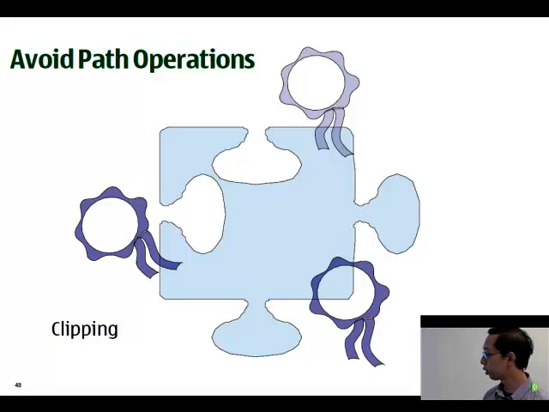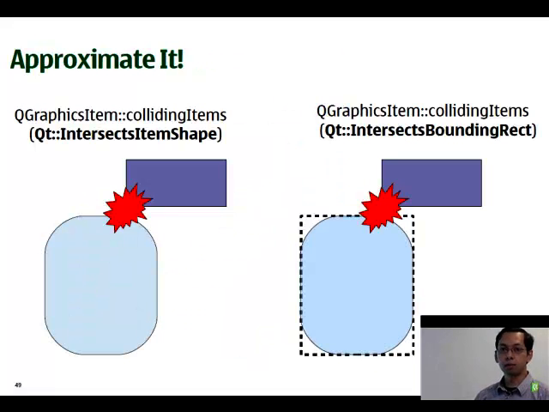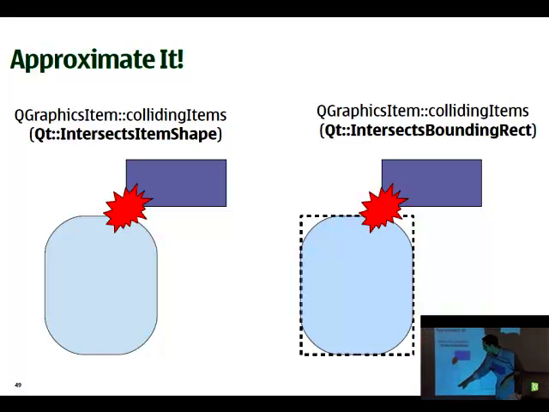There are some tricks, for example. If you want to do collision detection, in most cases it's possible to do it with some approximation. For example, I have a rounded rectangle here, and I want to detect whether this rounded rectangle collides with a dark blue rectangle here. If you want to do perfect collision detection, then you use the intersects item shape here, because then it checks whether this rectangle hits the shape of this item. That's fine, that's what you usually want to achieve. However, it's slow. So why don't we take an approximation?